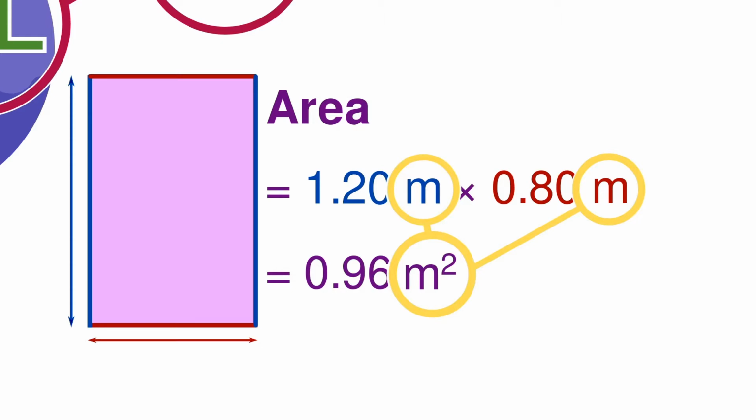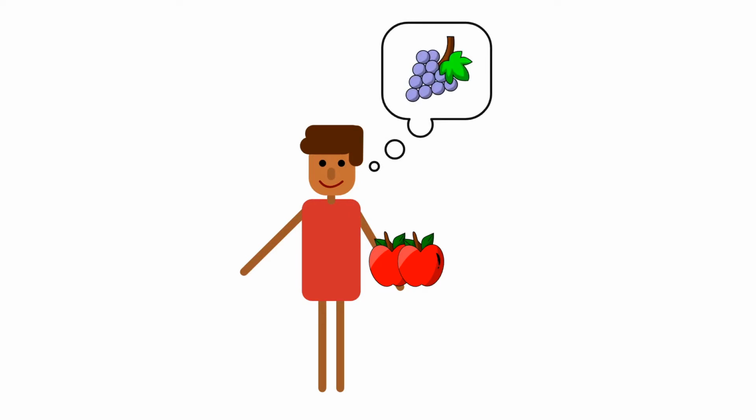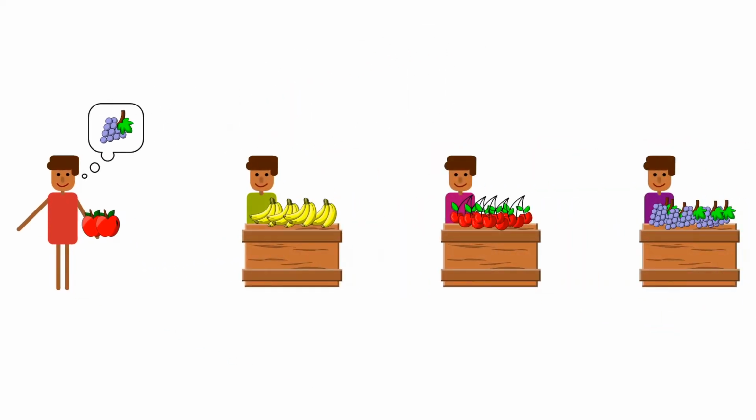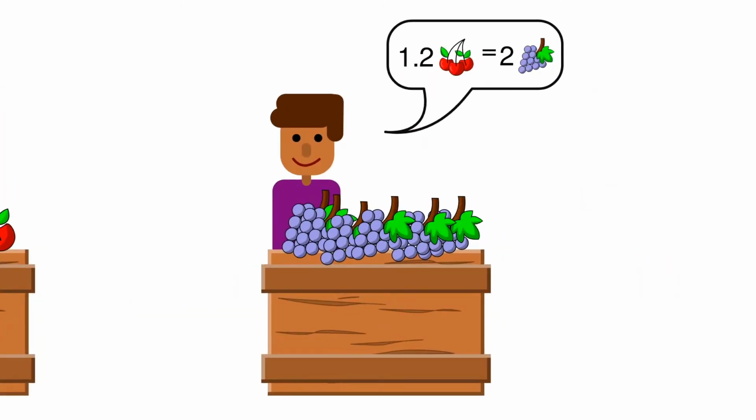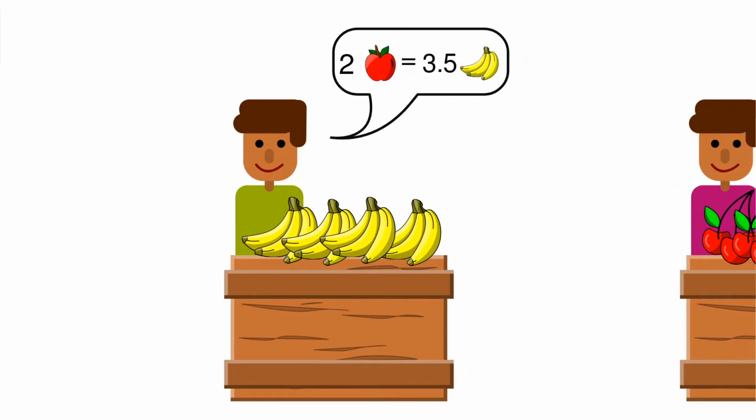Dimensional analysis can be a powerful problem-solving tool in chemistry. Let's look at a simple example of how we can use this technique for unit conversions. Let's say you have 2 apples, but you really want grapes. You go to the market where each merchant is trading only one kind of fruit. The grape merchant only accepts cherries for trade, and he will trade 1.2 cherries for 2 grapes. The cherry merchant will trade 1 banana for 5 cherries. And the banana merchant will trade 2 apples for 3.5 bananas.